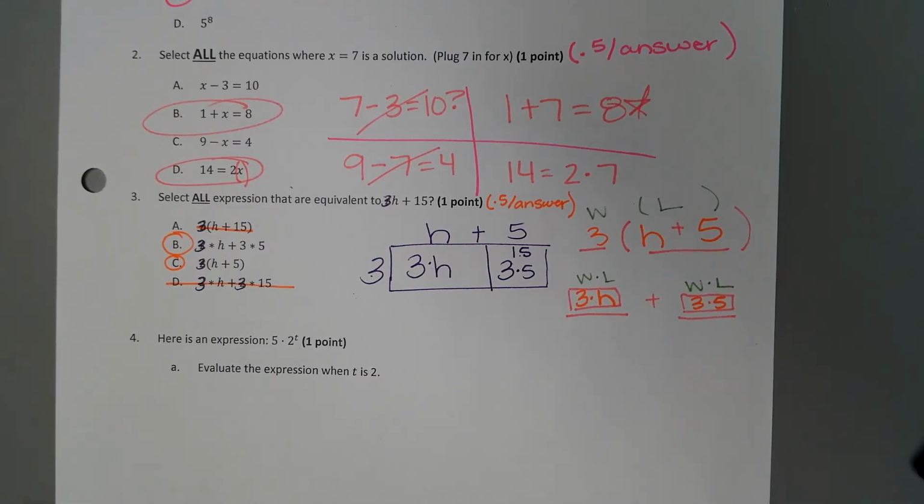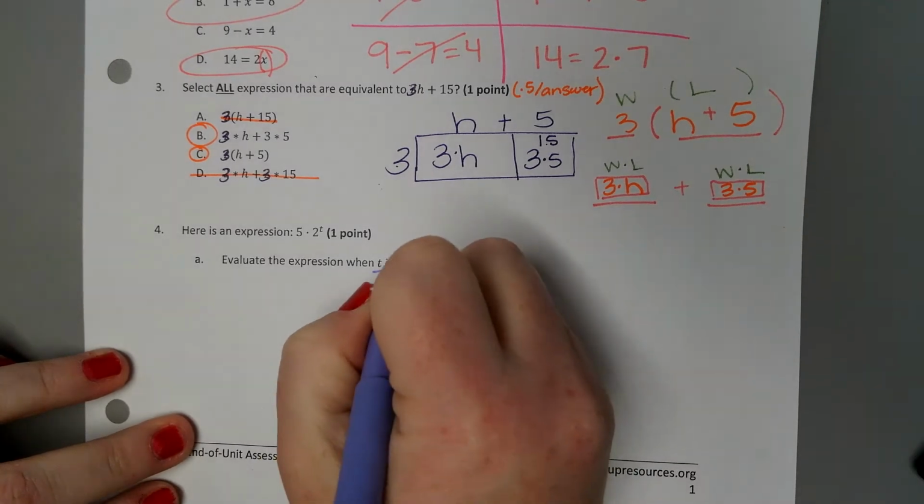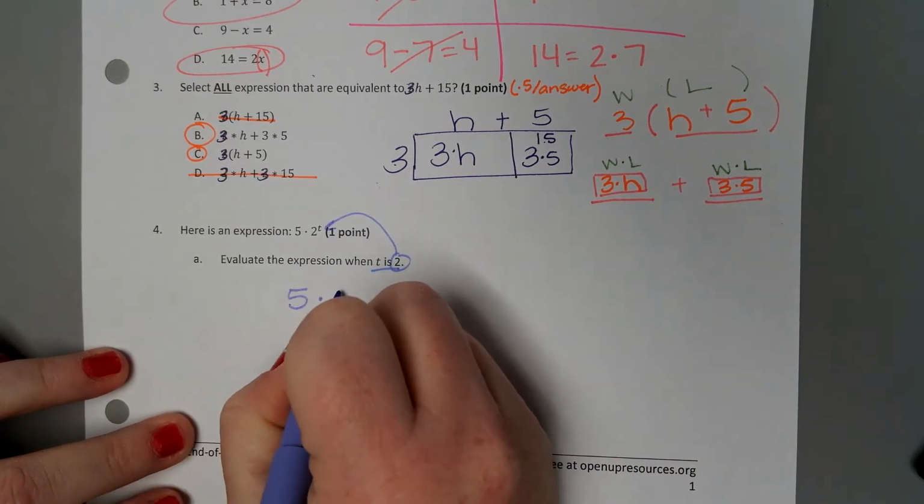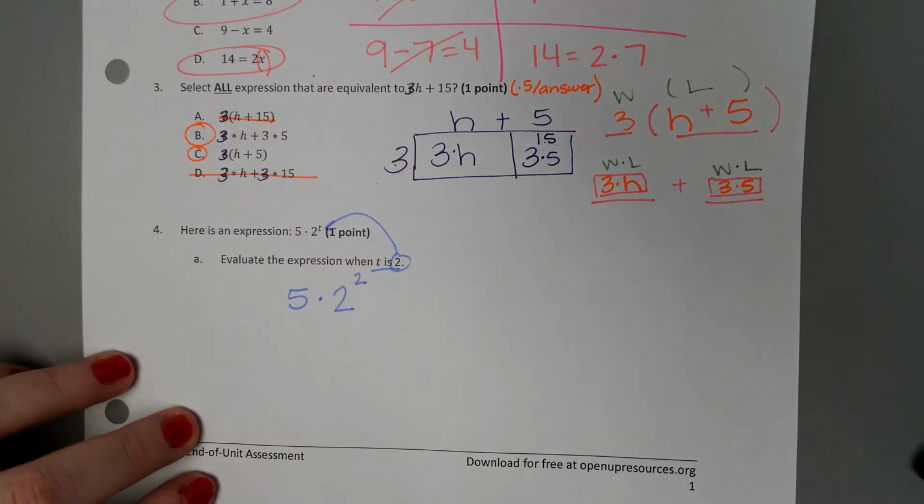Here is an expression: 5 times 2 to the power of t. Evaluate the expression when t is 2. So that means you need to plug it in. So we're going to have 5 times 2 to the power of 2. Well, up at the top, we talked about powers, and that power tells you how many times you write something.